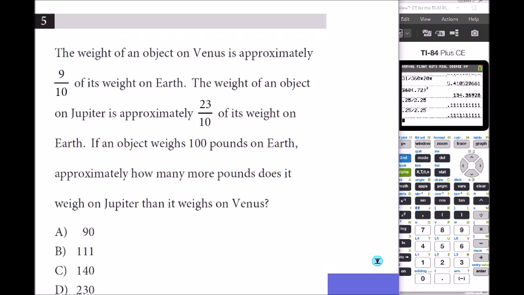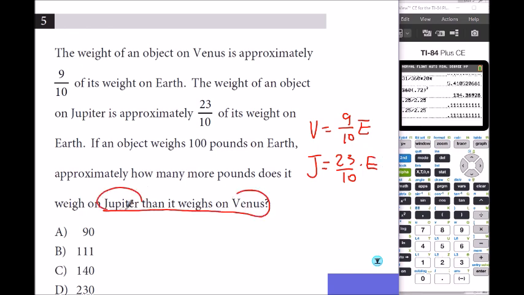Number 5. The weight of an object on Venus is approximately 9/10 of its weight on Earth. So Venus equals 9/10 of the weight on Earth. And on Jupiter is J, it's 23 over 10 of its weight on Earth, you multiply by E. If an object weighs 100 pounds on Earth, approximately how many more pounds does it weigh on Jupiter than its weight on Venus?